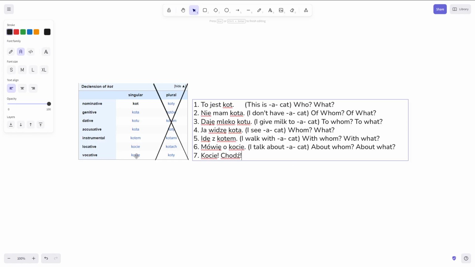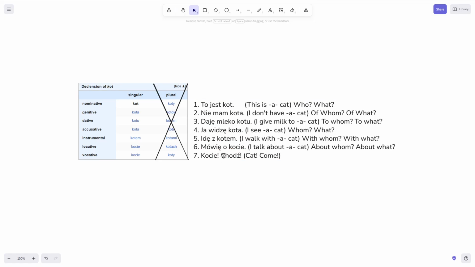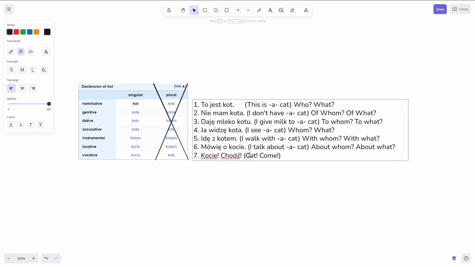And the last one, vocative, is just a shout. So, cat or kitty or whatever you want. Come. Cat, come. Like, come here or whatever. It would be like the direct translation, right? So there is no question for number 7, okay? But we just use the noun that we want to get attention from, right? We just want to shout at that thing to get attention from it.